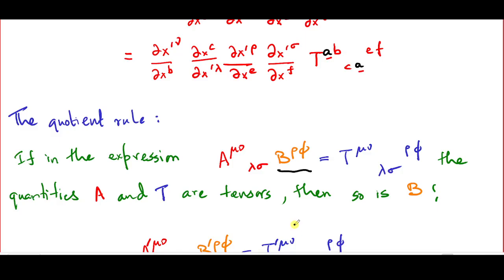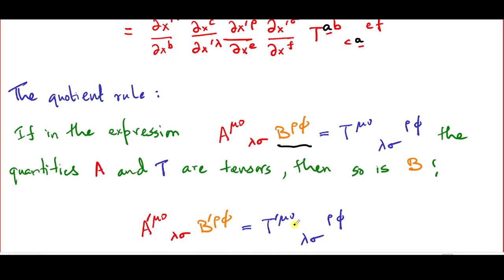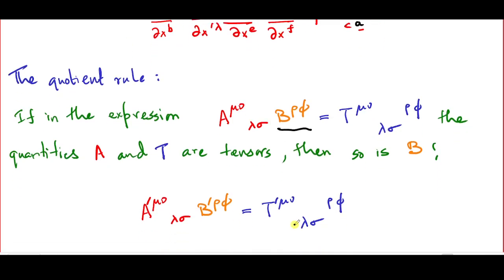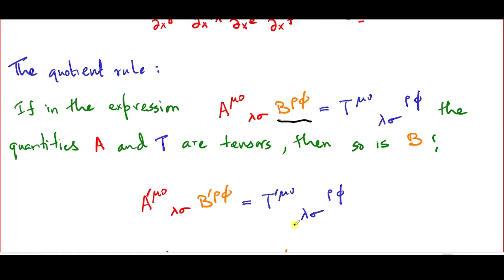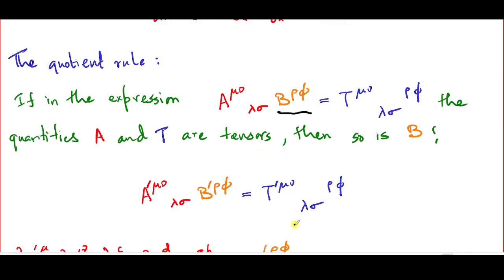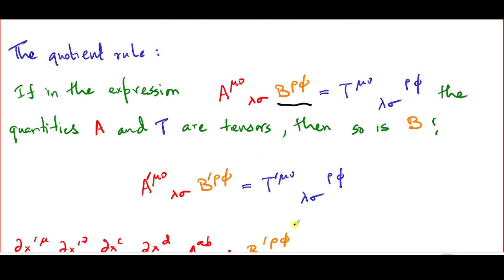By the way, let me also stress one thing. This rule works provided the statement that AB equals T is correct for arbitrary tensors A and T, not just for very specific tensors. That is one thing that has to be borne in mind. Now, once we know the transformation rules for A and T, we can of course try to use that to figure out how B would transform.